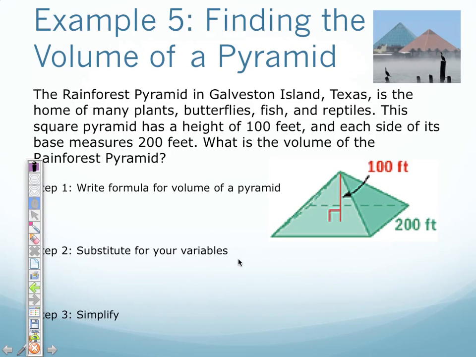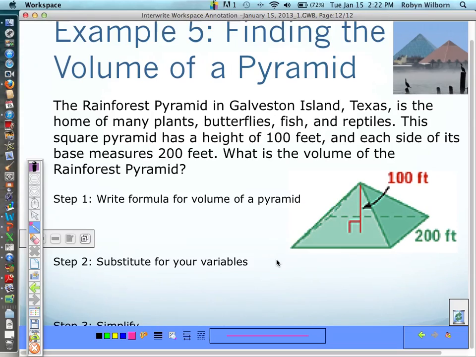All right, let's go through example 5. We're almost done. This is our last example. I know this is a little bit longer than we tried to keep them, but we had 5 different shapes here. This last one. The Rainforest Pyramid in Galveston Island, Texas is the home of many plants, butterflies, fish, and reptiles. This square pyramid has a height of 100 feet, and each side of its base measures 200 feet. What is the volume of the pyramid rainforest?